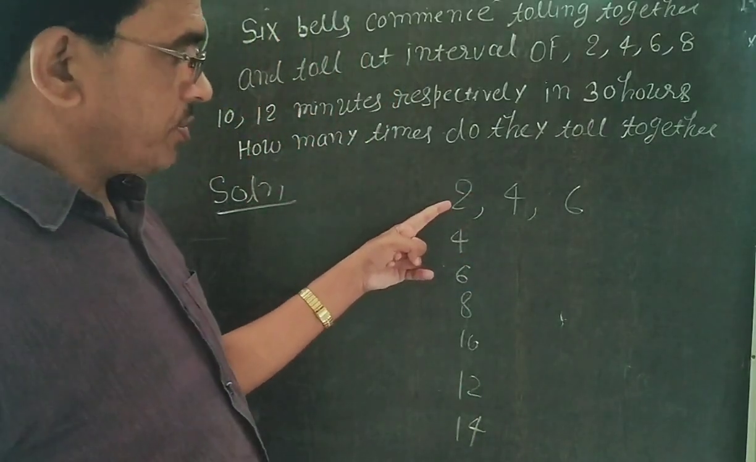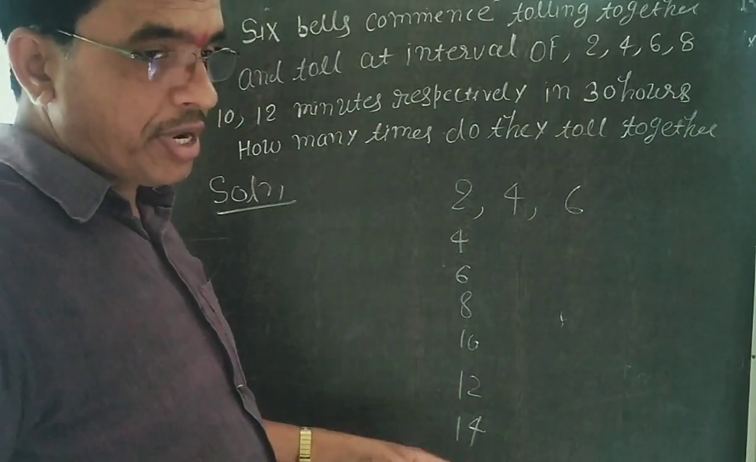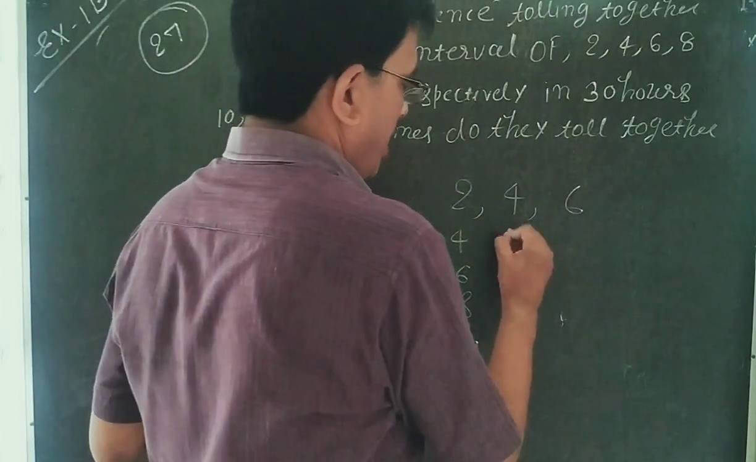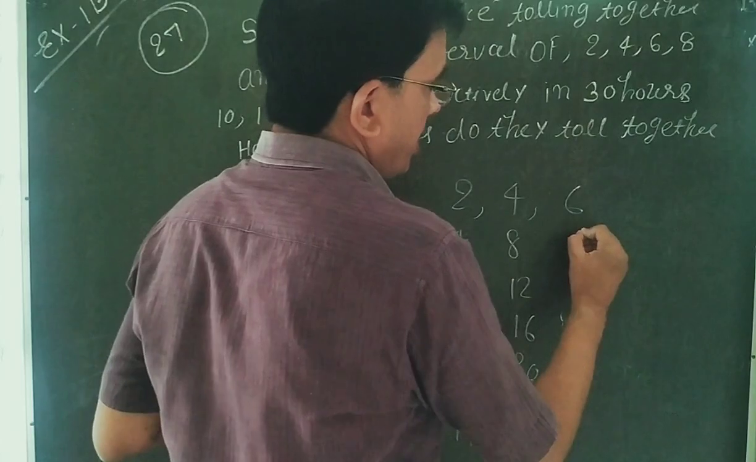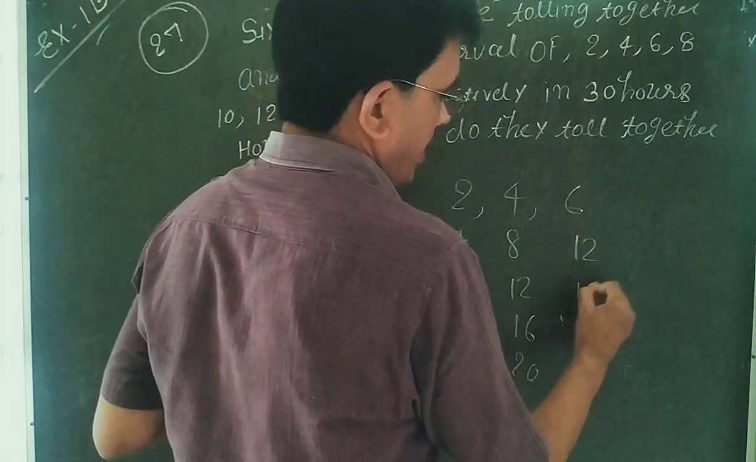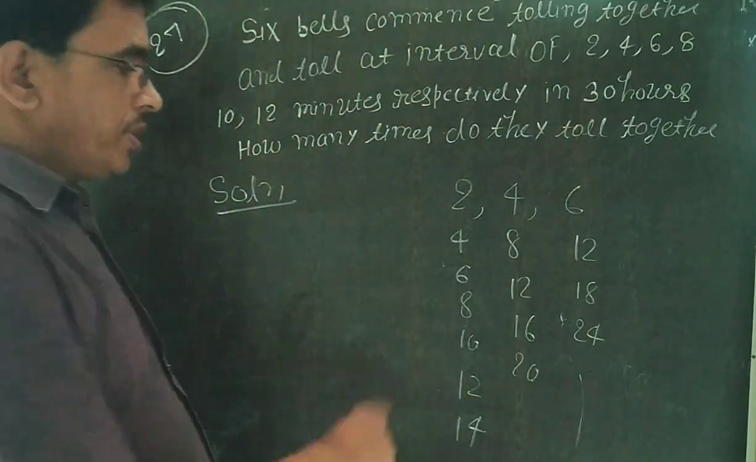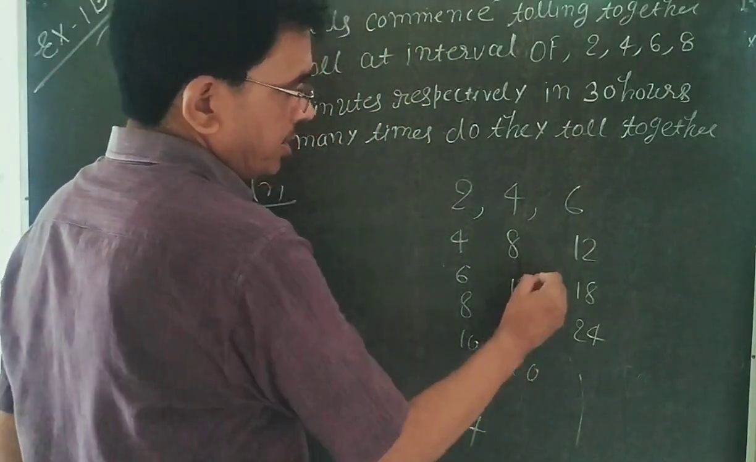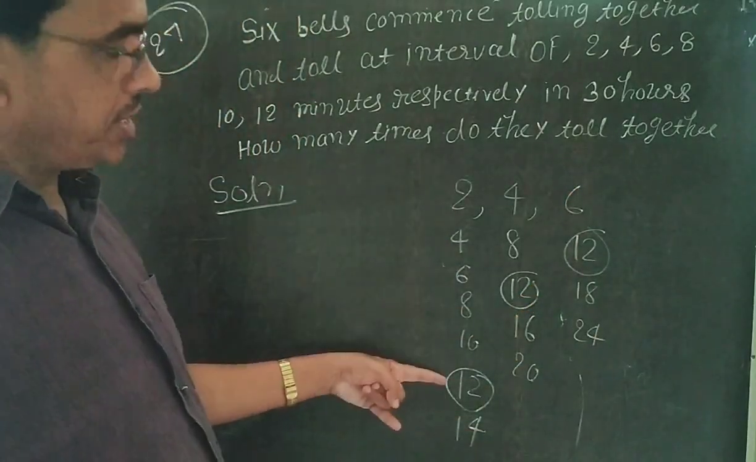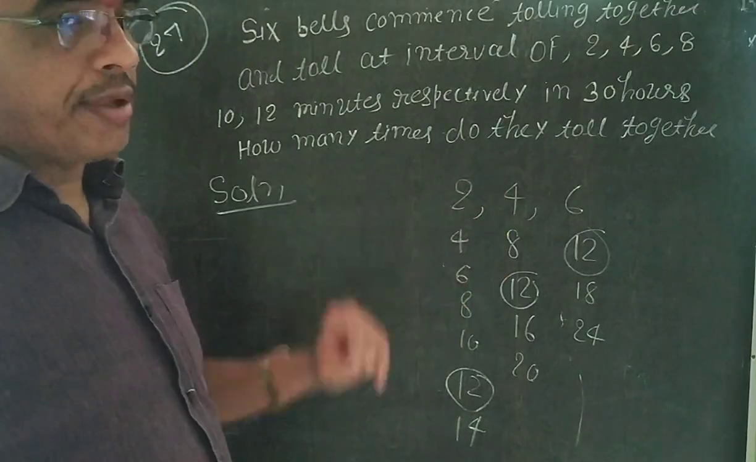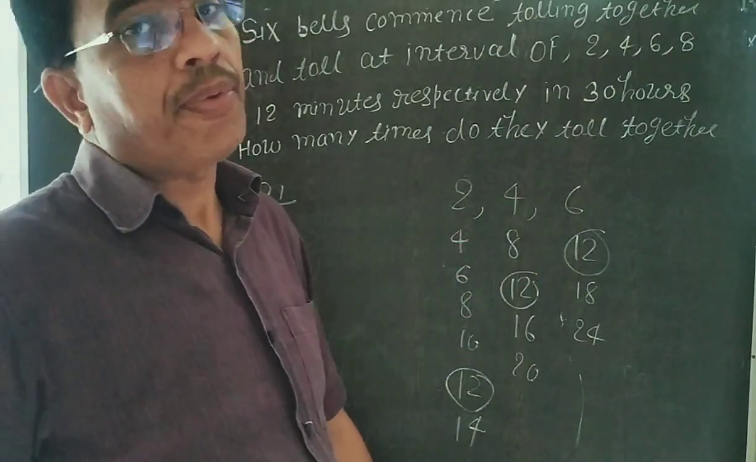So first 2 minutes, then 4 minutes, then 6, 8, 10, 12, then 14, 16, etc. And the next is 8 minutes, 12 minutes, 16 minutes, 20 minutes, etc. It is 12 minutes, 18 minutes, 24 minutes, etc. But you find out when 12 minutes, then this and this ring all together. It rang 6 times, it rang 3 times, it rang 2 times. But they toll together at minute 12.